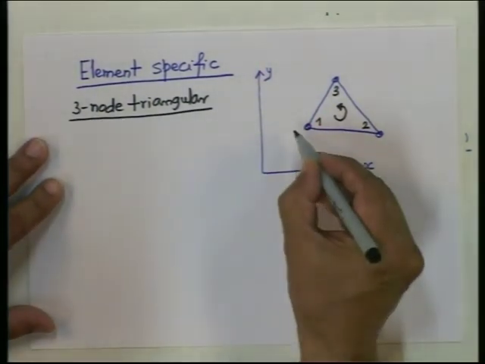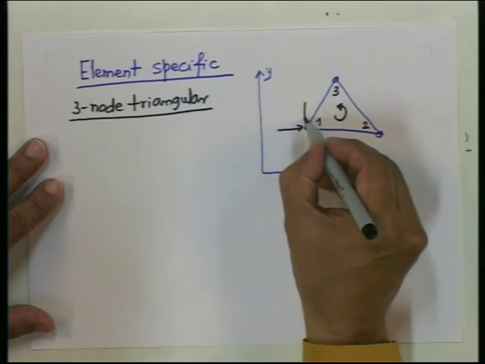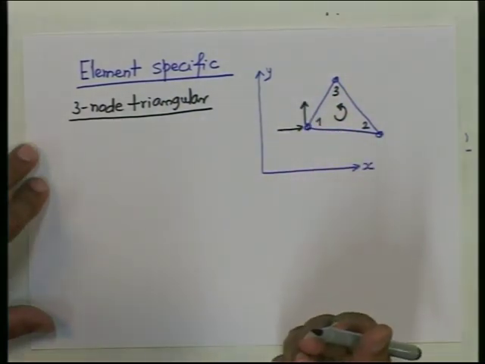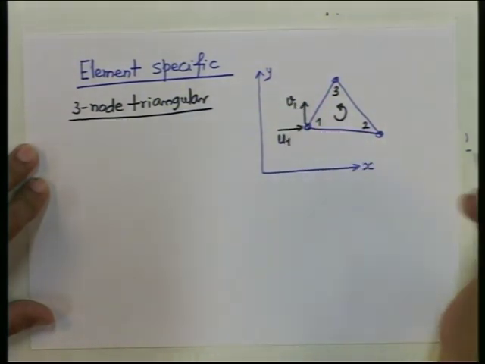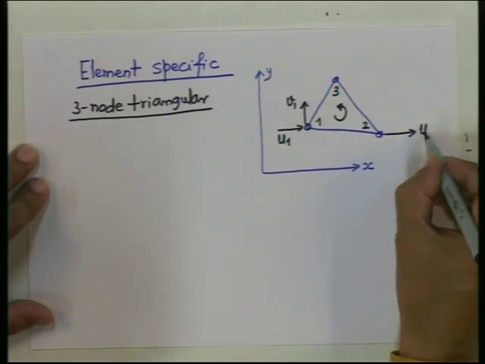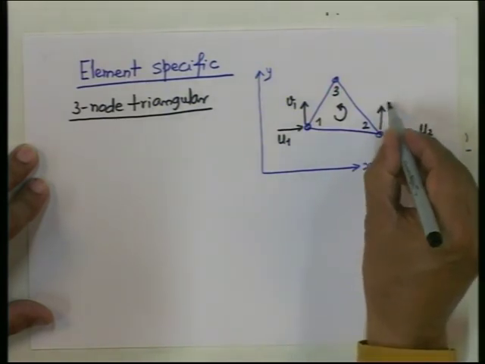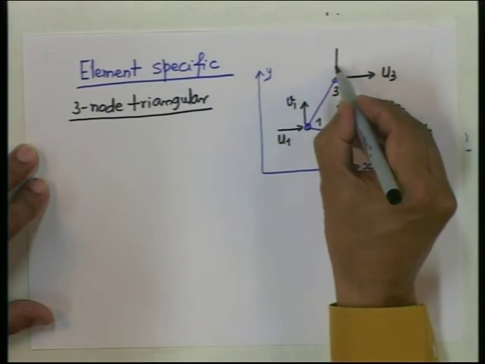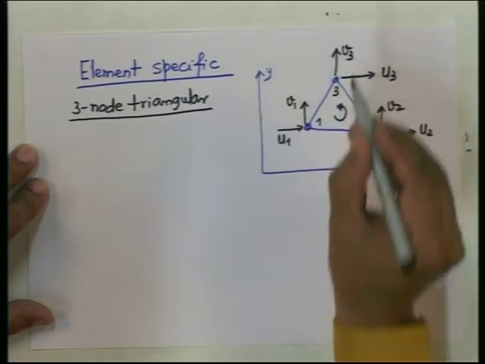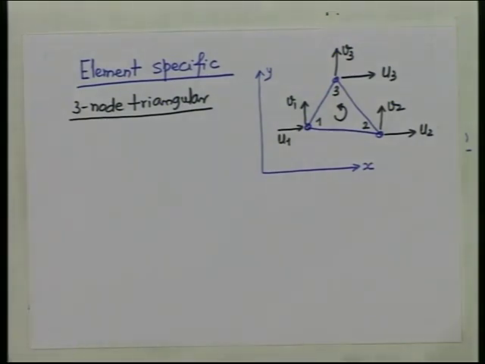Then node 1 will have a displacement with 2 components. Every node will have 2 degrees of freedom. Let us call them u1, v1. Node 2 again will have u2, v2. Node 3, u3, v3. So, this element has 6 degrees of freedom, not 1 or 2, like the bar element, which had only 2 degrees of freedom. So, this has got 6 degrees of freedom.